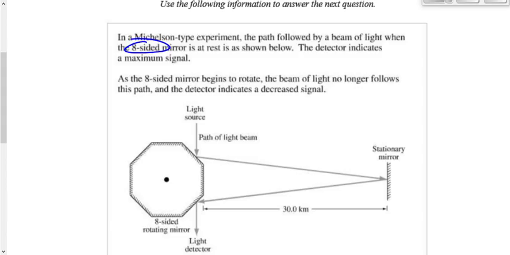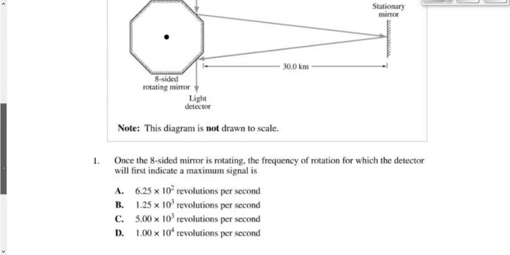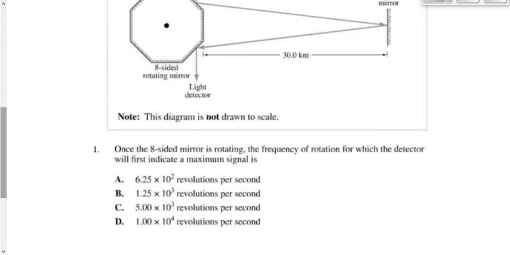Once the 8-sided mirror is rotating, the frequency of rotation for which the detector will first detect a maximum signal is what? We know how to deal with this, right? Every single time we get one of these Michelson questions, we start with what? Two equations. What are they? V equals d over t, and T is equal to 1 over f.